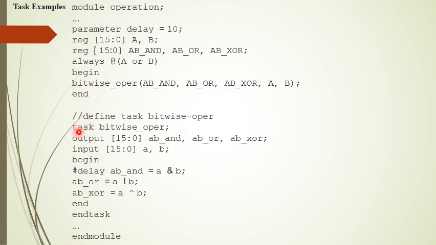Now following that is the task definition line. So here I have the task keyword followed by the name of the task, bitwise_oper. Here I have mentioned AND, OR, and XOR outputs. So I will be declaring them first. So output 16-bit values, AB_AND, AB_OR, AB_XOR.